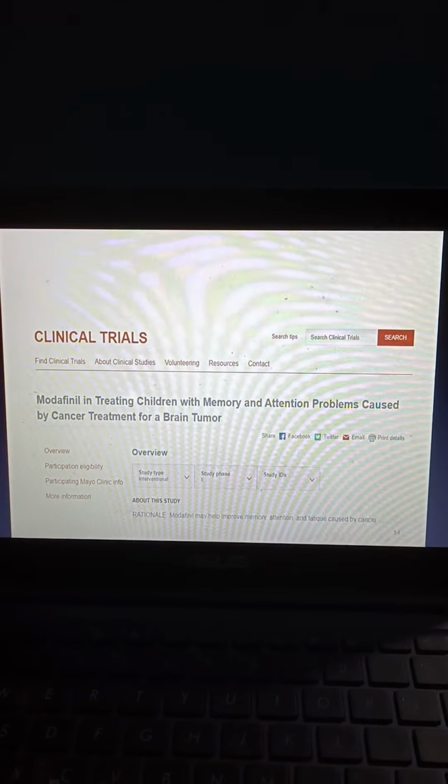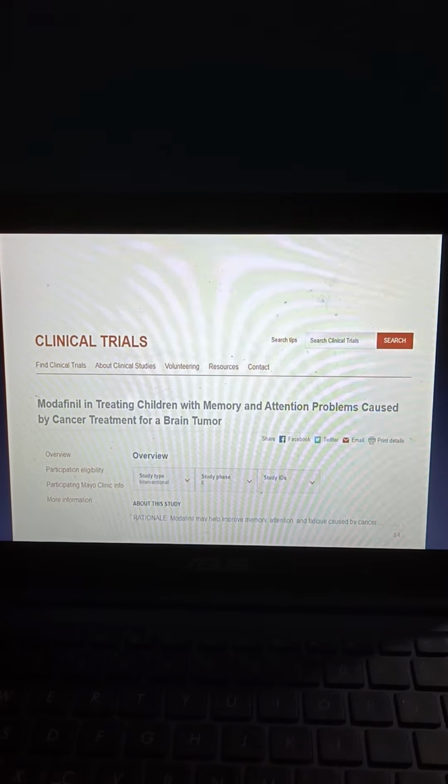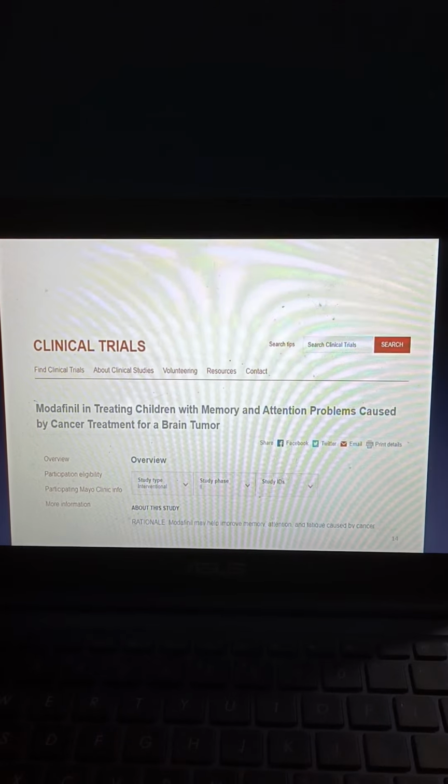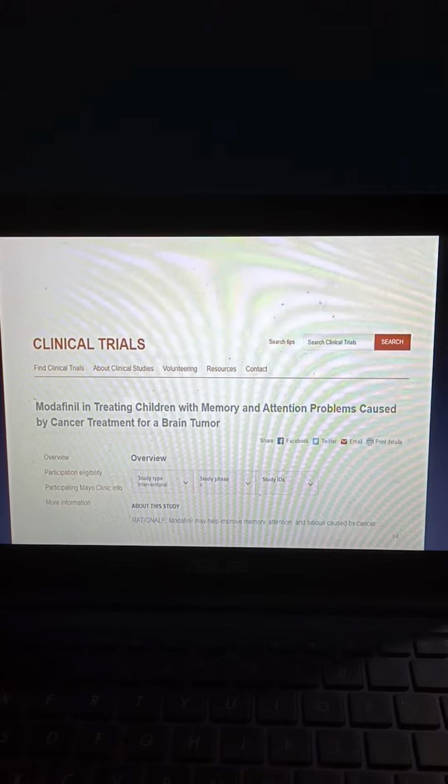Then this is a clinical trial on modafinil: modafinil in treating children with memory and attention problems caused by cancer treatment for a brain tumor.